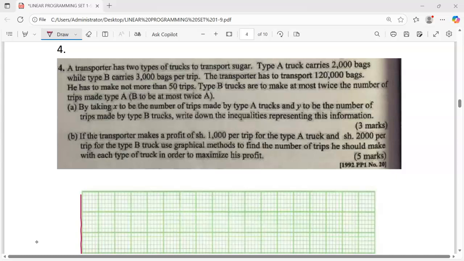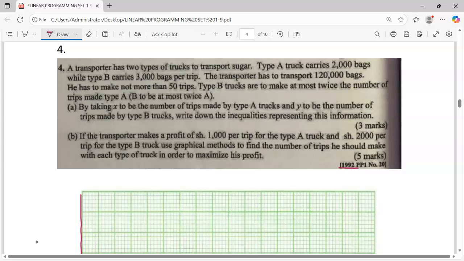We are presenting a question that was done in K.C.S.E 1992 paper 1 question number 20, linear programming. The question reads: a transporter has two types of trucks to transport sugar. Type A truck carries 2,000 bags while B carries 3,000 bags per trip. The transporter has to transport 120,000 bags. He has to make not more than 50 trips. Type B trucks are to make at most twice the number of trips made by A. That is, B must be at most twice A.